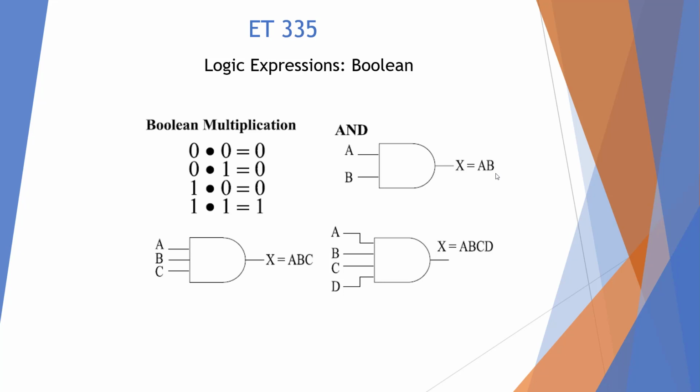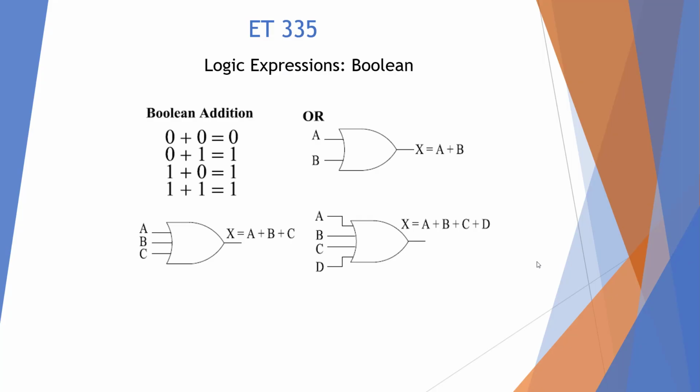We could put the multiplication, or we could use parentheses, or we could just butt these two up against each other. Our 3-input gate would be X equals A times B times C, and our 4-input gate would be X equals A times B times C times D.